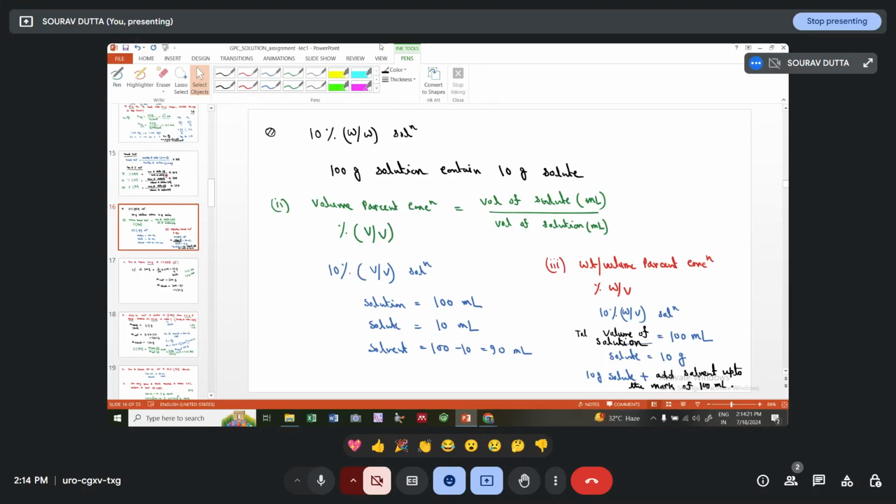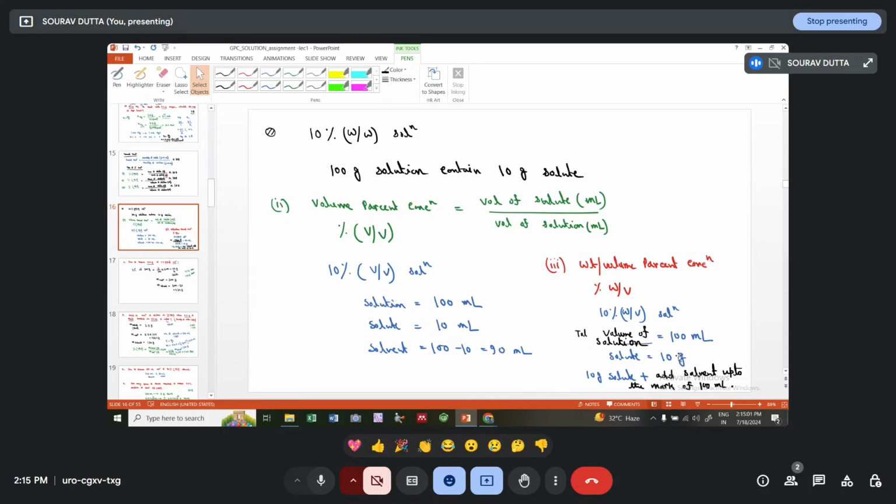Next one is 10% W by V solution. That means total volume of the solution is 100 ml and the mass of the solute is 10 gram. Now if I am talking about how to prepare this solution in your lab, this is the mass of the solute, not the volume of the solute, and the 100 ml is the volume of the solution, not the volume of the solvent. Students make mistakes at this point, so be very careful. This is the volume of the solution, not the volume of the solvent.